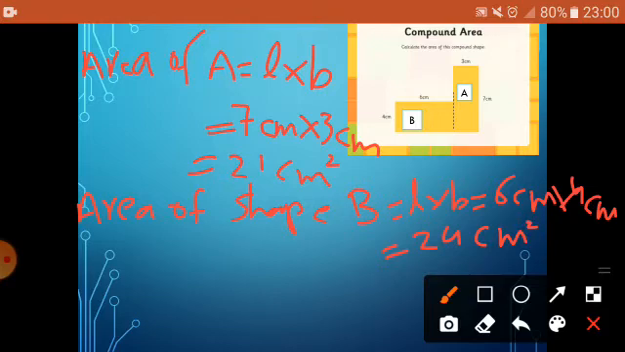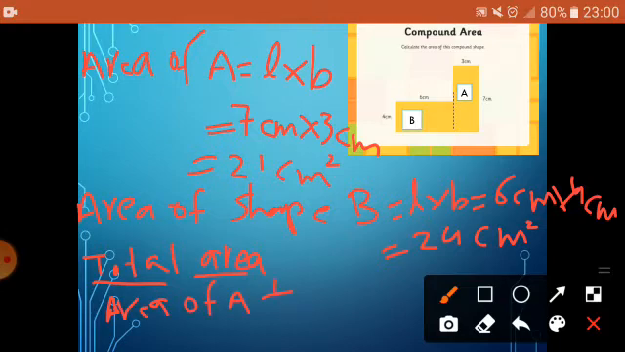So now I need to calculate the area of this whole shape. So what is the total area? For total area, what I am going to do? Area of A plus area of B. So if you don't mind, then I can write this again.